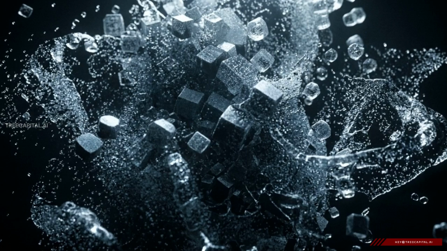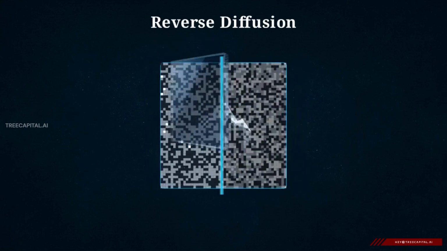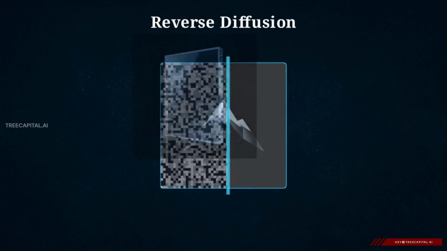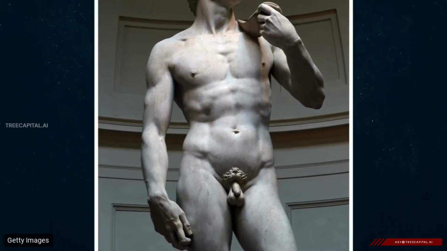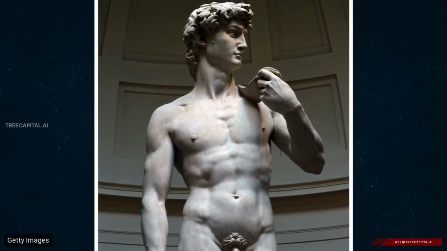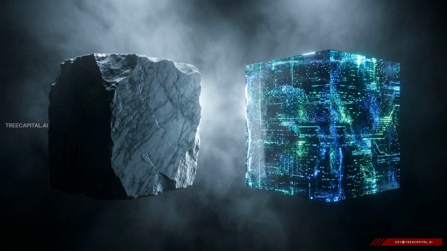To create that new image, the model has to run the sequence backward. In reverse diffusion, the system starts with random static and attempts to backtrace the Gaussian noise, removing it step by step. Michelangelo famously noted that the statue already exists inside the block of stone, and the sculptor only needs to discover it. Reverse diffusion treats a block of digital static with the same philosophy.